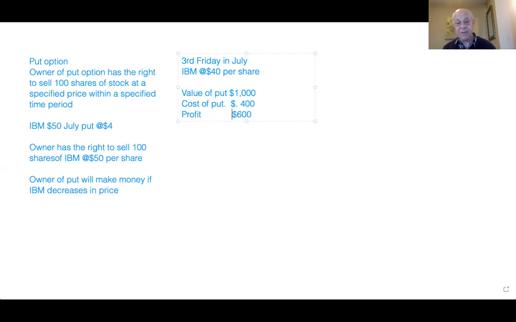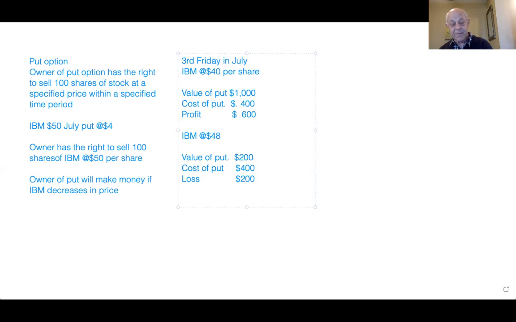And by the way, the values of the options are true and can be figured out this way only on expiration date. While there's still time remaining, the option will trade at a premium. People will pay to have that additional time. All right, if IBM was at $48 a share, the value of the put is $200. Cost of put $400. You have a loss of $200. Again, you would not let the put expire worthless. The put has value. You always take that value. And what it does is it decreases your loss. You would not let it expire.